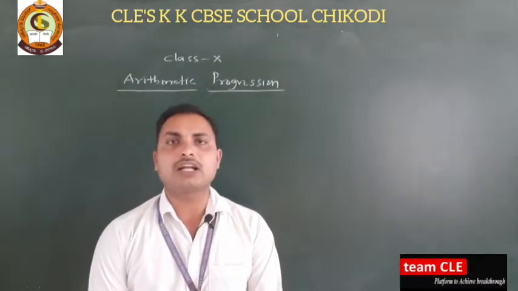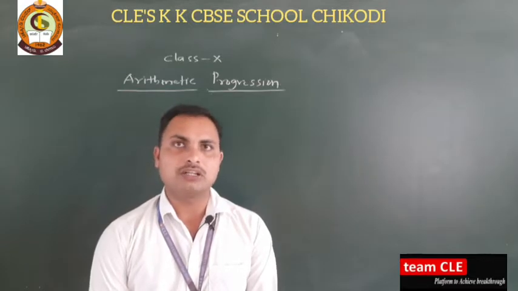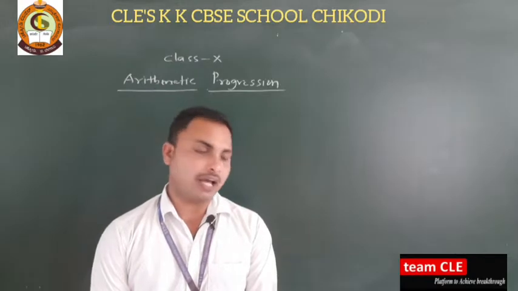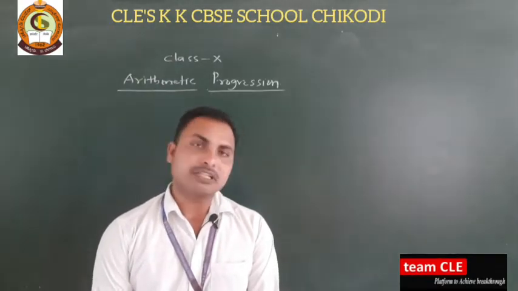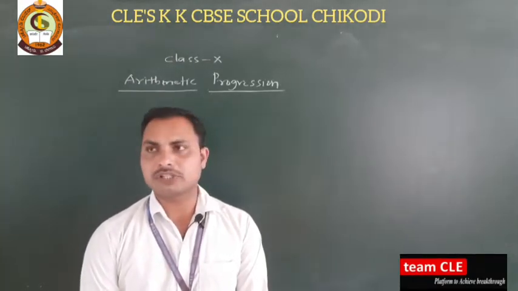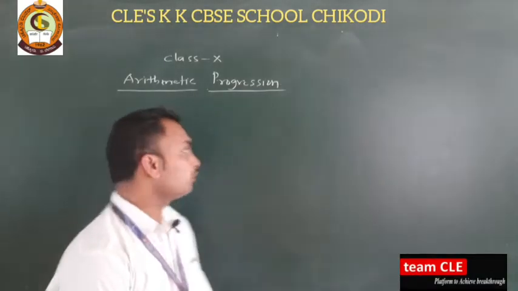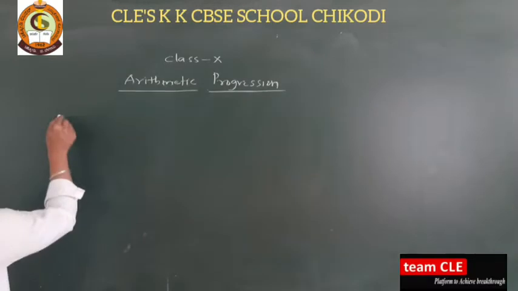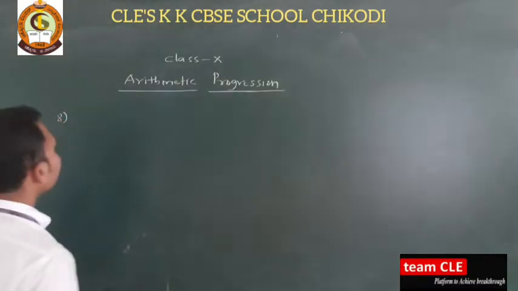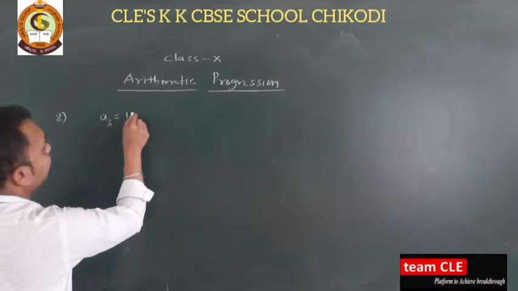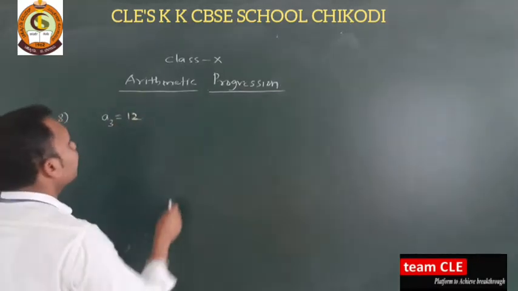So an AP is there, and how many terms are there? In total there are 50 terms. Among that, the third term is 12 and the last term is 106. Find the 29th term. First of all, you can see here, this is question 8. A3 is given: A3 is equal to 12.